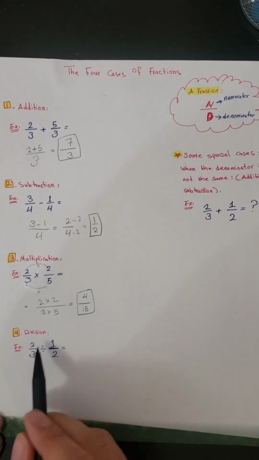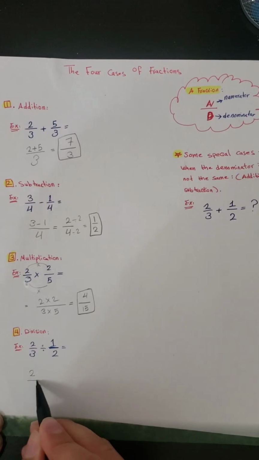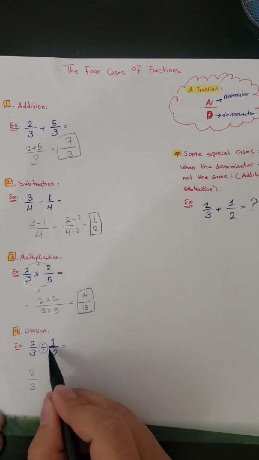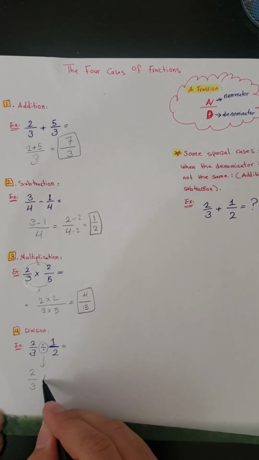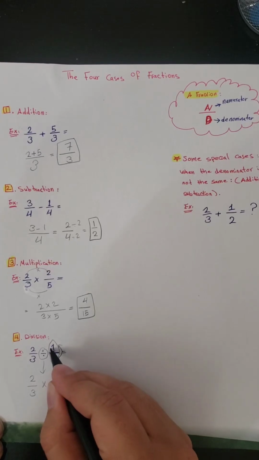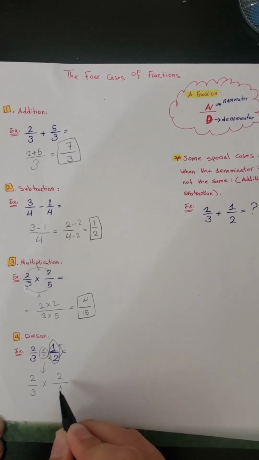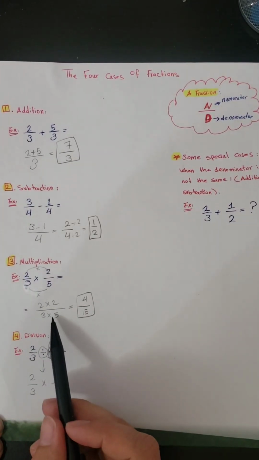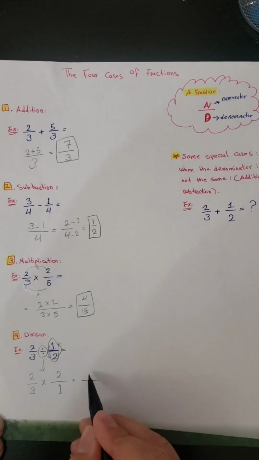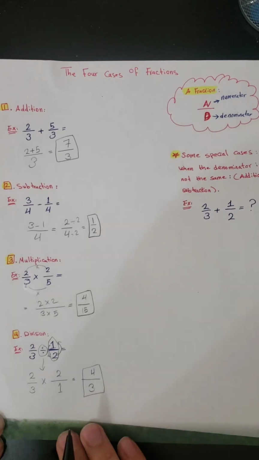Our final case is division. And this is a special case. We draw the first fraction as is, the same, and we make this a multiplication and we flip this fraction. So we move 2 to the numerator and 1 to the denominator. So it becomes 2 over 1. And then we follow the same rule as we did in the multiplication process. So draw a line. 2 times 2 is 4. 3 times 1 is 3. And those are the four cases.